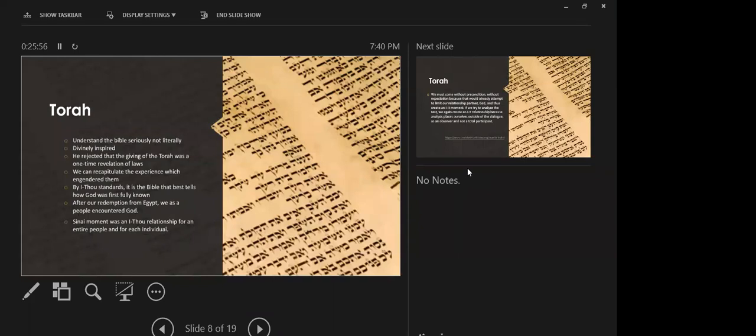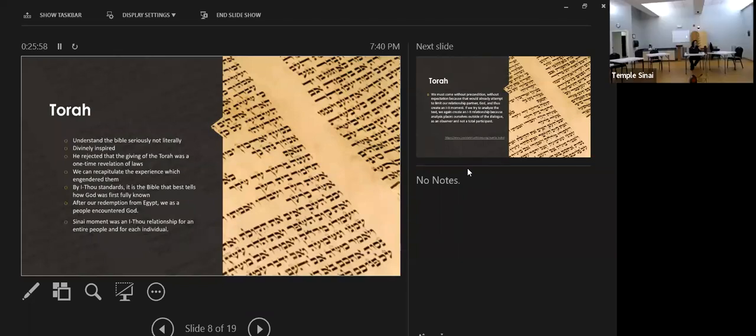So what is it that we should await? Buber says God's presence, and that moment. Does that make sense? Any questions so far on Torah? We've got another slide on Torah.